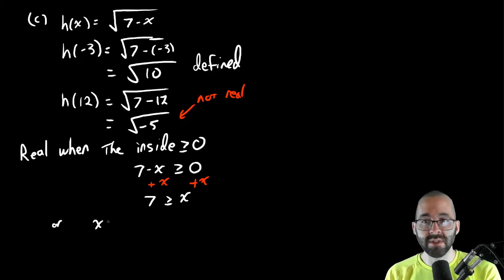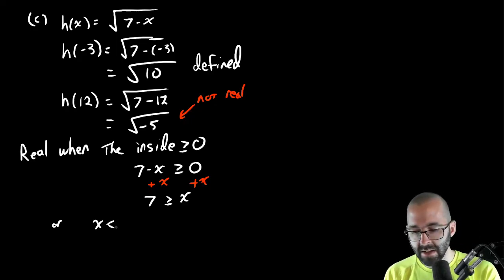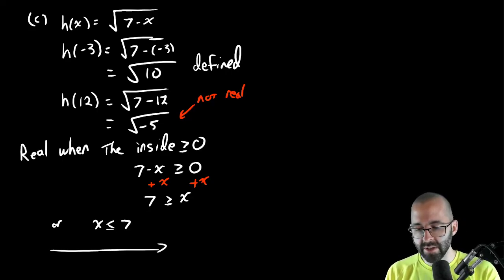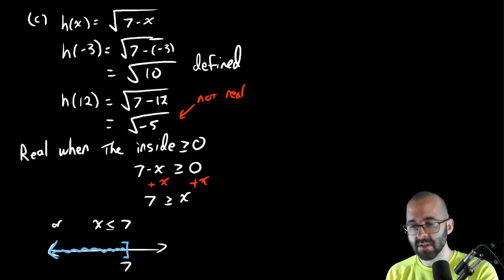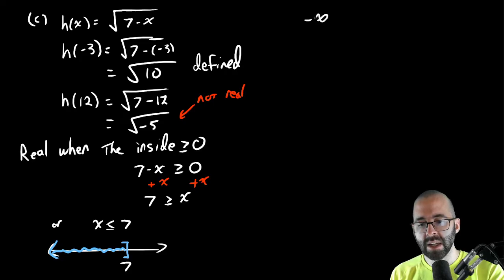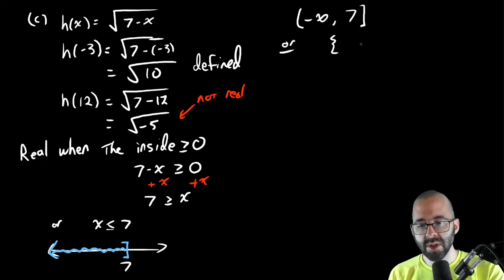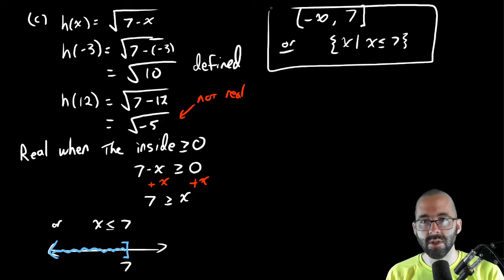And remember, this is the same as x is less than or equal to 7. Which on the number line, if 7 is over here, we have everything that includes 7, so use a bracket, and is to the left. In interval notation, the smallest we can get is negative infinity. The biggest we can get is 7. 7's included. Infinity and negative infinity are never included. Or we could write this in set builder notation: the set of all x such that x is less than or equal to 7. That's our answer right here.